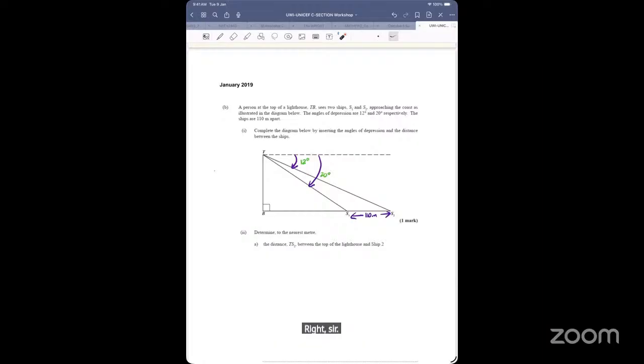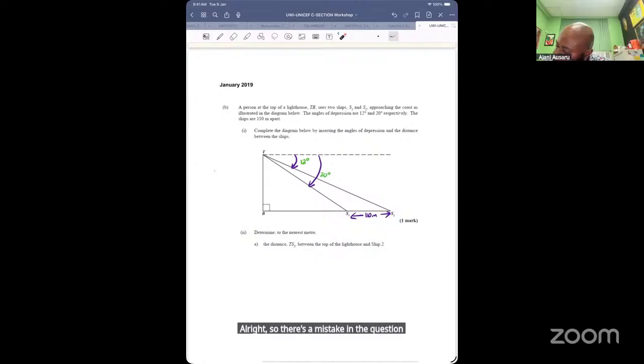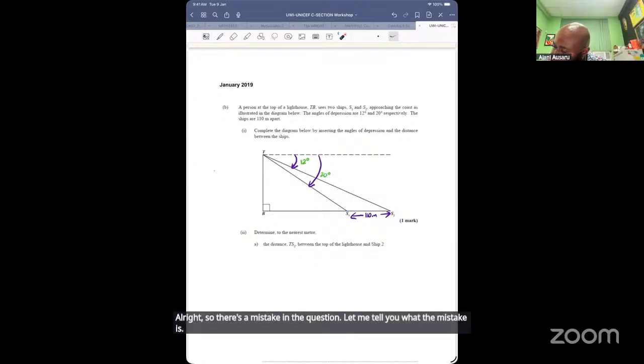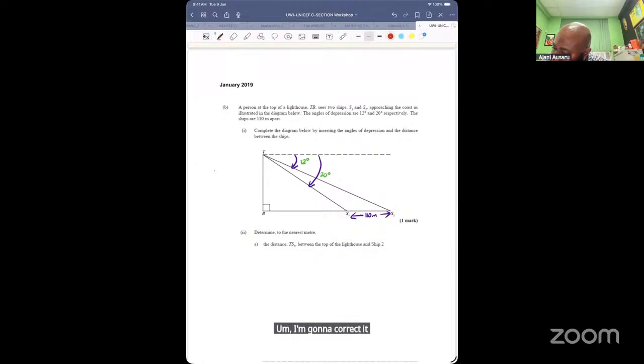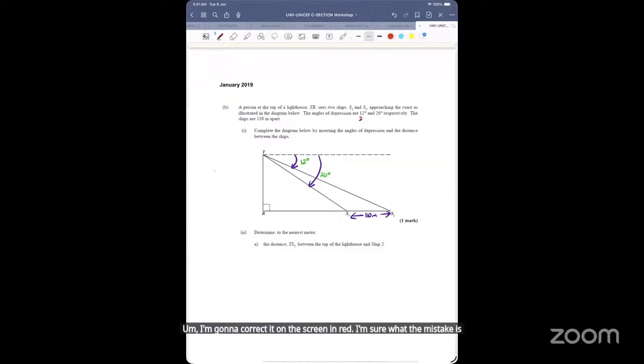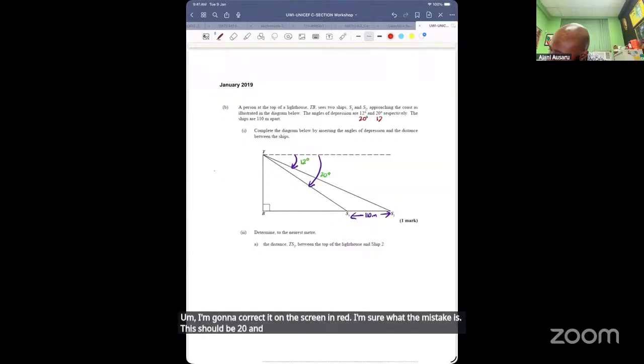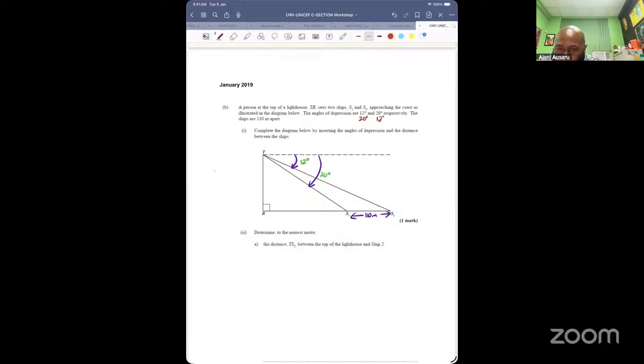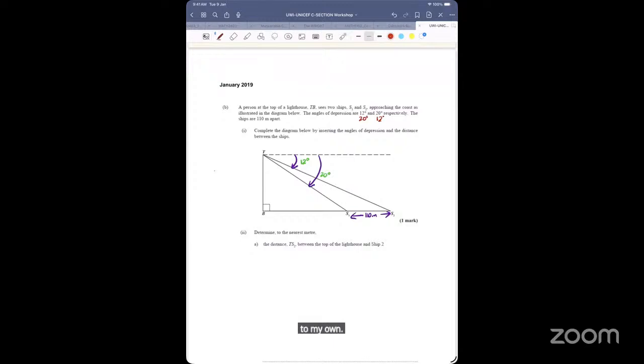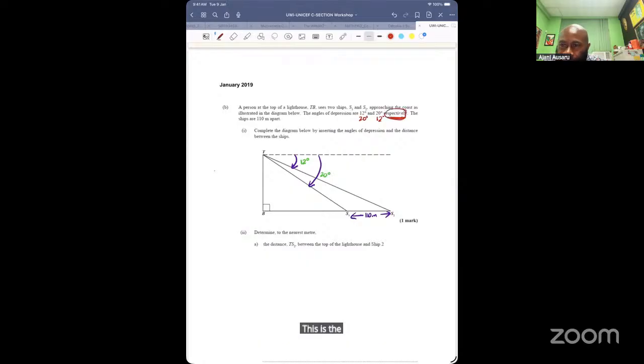All right, so there's a mistake in the question. Let me tell you what the mistake is. I'm going to correct it on the screen in red and show you what the mistake is. This should be 20 and 12 right there. Take a look and tell me if you see why. Switch them around. What does that word mean? Respectively.